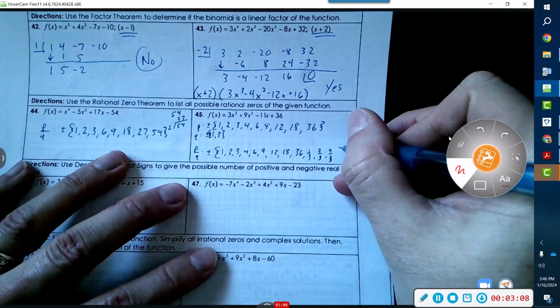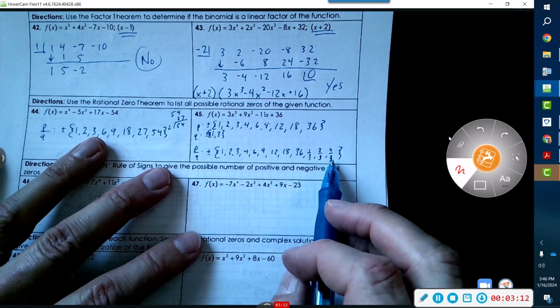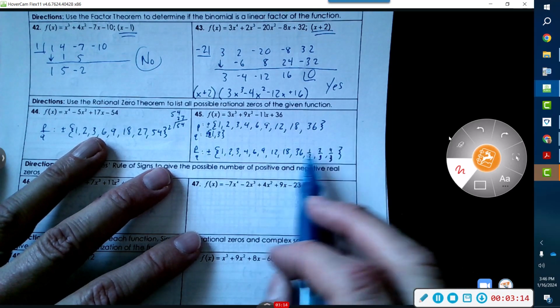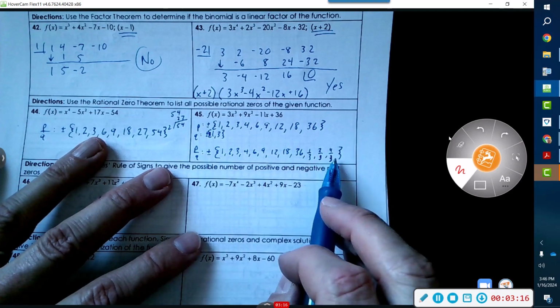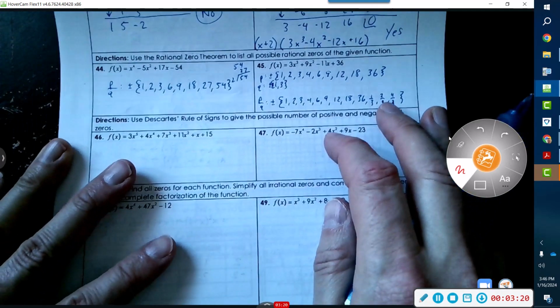So that's it. So you just had those extras. 1 over 3, 2 over 3, and 4 over 3, those guys are the extras. Okay, so watch out for that. All right, we don't even have to test them. We were just supposed to list their possibilities.